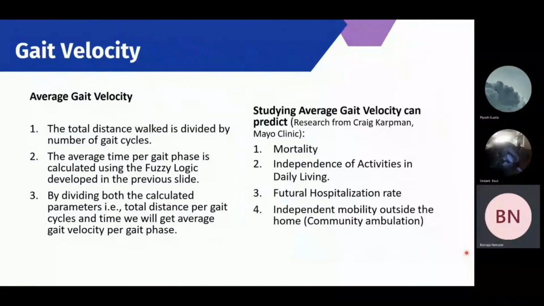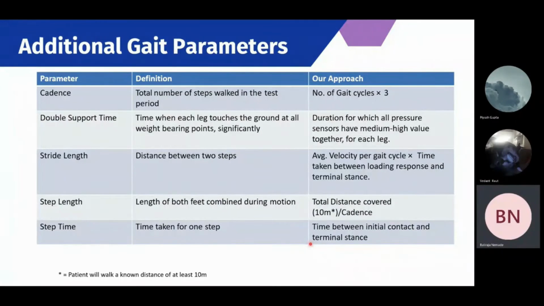The next parameter is the average gait velocity. We are calculating average gait velocity per gait cycle, and it is determined from the total distance and time taken for each gait phase. The rest of the parameters are as follows: cadence, double support time, stride length, step time. We are using these formulas to find out these parameters.